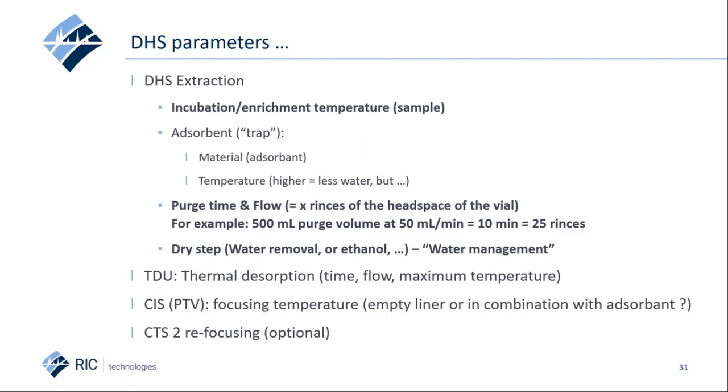A summary of all parameters is given in this slide that will eventually be combined in a DHS acquisition method. Some important parameters are highlighted here, as these will determine if all types of compounds can be analyzed. These specific parameters, incubation enrichment temperature, purge volume and flow, and the necessary dry purge step, can be optimized also for some typical VOC applications or for difficult to enrich hydrophilic compounds.